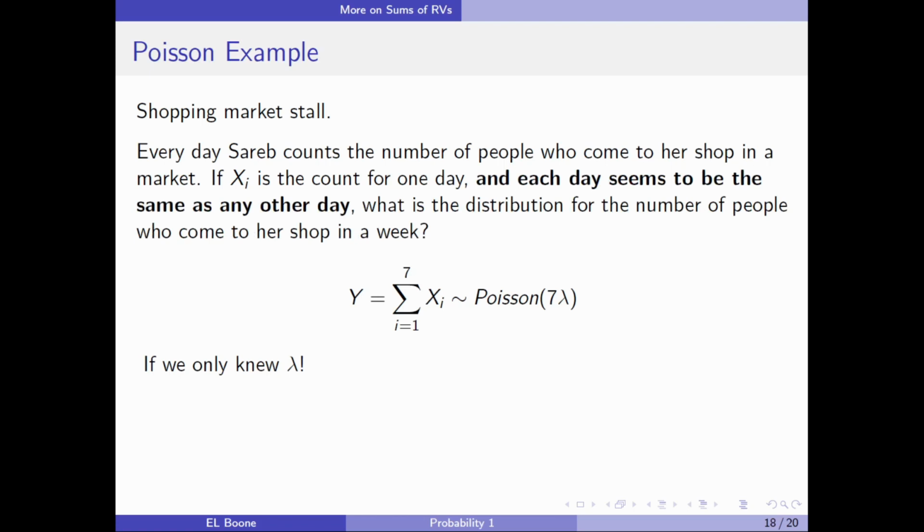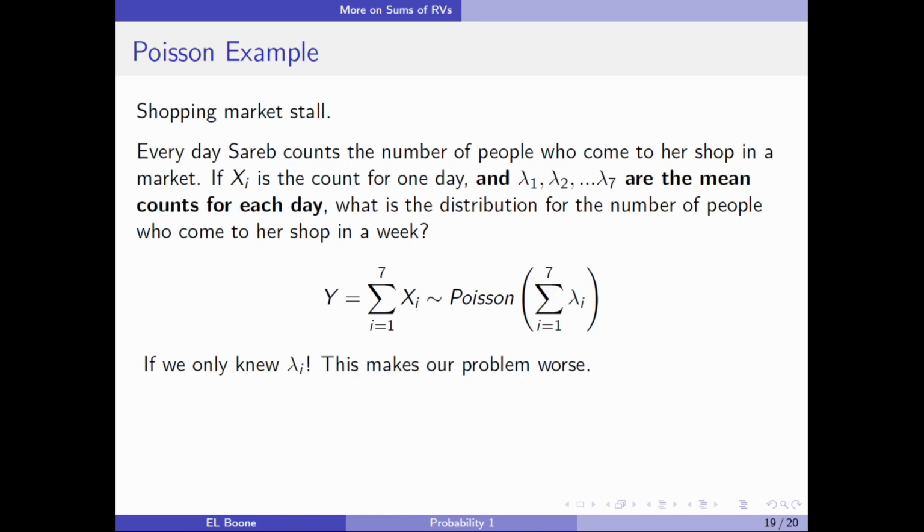All right, so here we made this assumption: each day seems to be the same as any other day. So there is no variation in the weeks. But what if there were? Well, it turns out with the Poisson, if we had lambda 1, lambda 2, up through lambda 7 as the mean counts for each day, then the distribution would change, but it's still Poisson. However, instead of just being n times lambda, we're just going to add up the lambdas themselves. But this makes our problem worse, because now we have 7 lambdas that we don't know. But not to worry, we will figure out how to work with these in the near future.